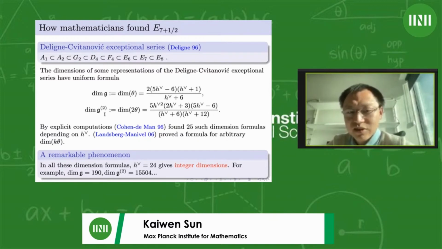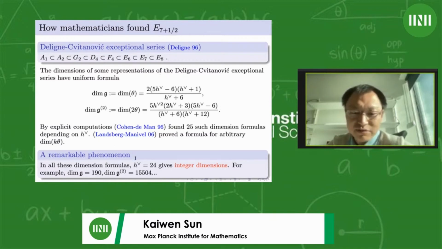Here theta is the highest root. So many representations' dimensions can be written as a rational function of the dual Coxeter number. These two mathematicians, Cohen and de Man, by explicit computations, found 25 such formulas. And later, Landsberg and Manivel even proved a formula for arbitrary k theta representations, where k theta is the highest weight of such a representation. These formulas are now called the Deligne dimension formulas.